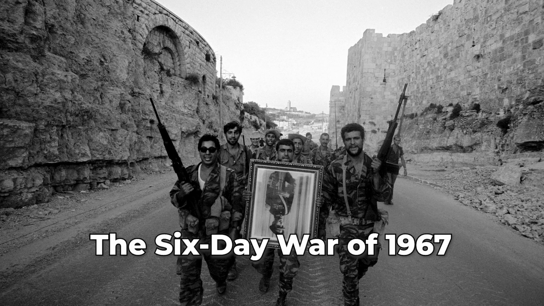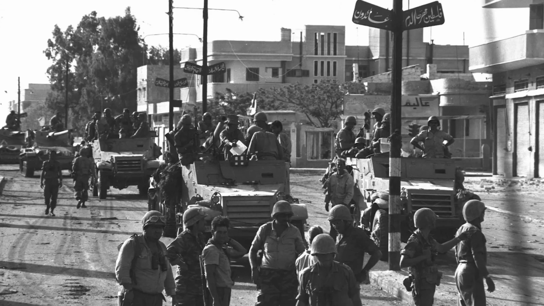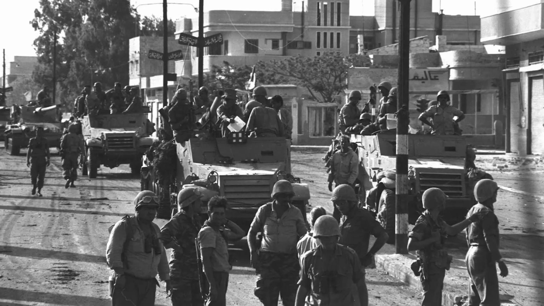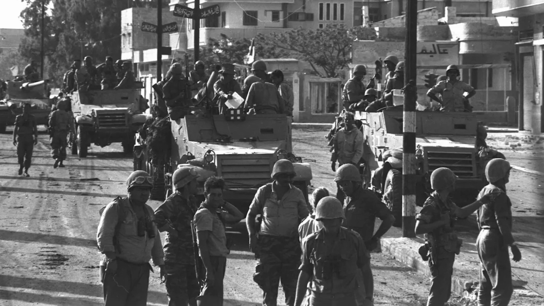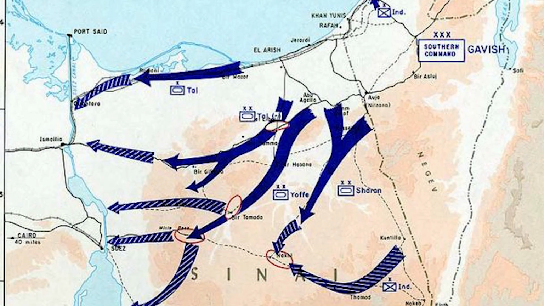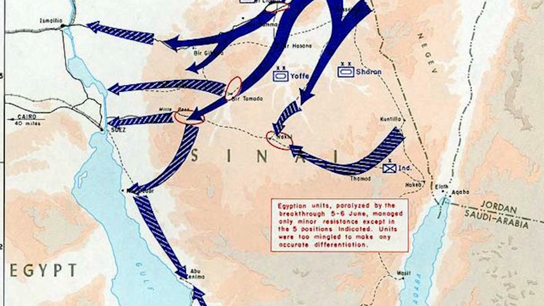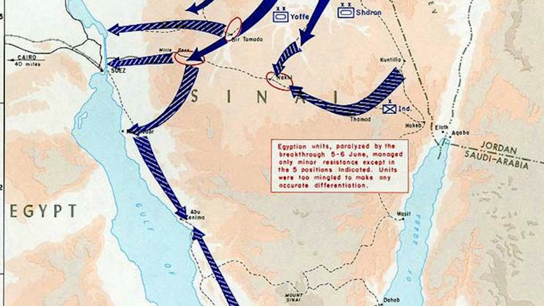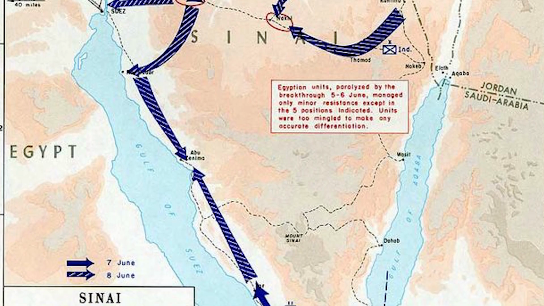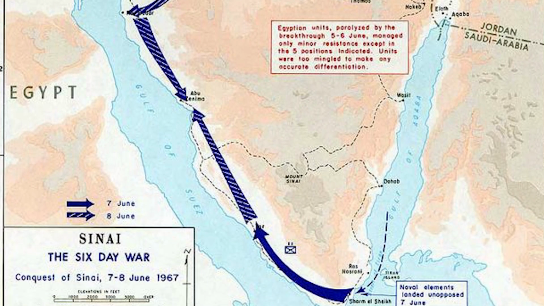The Six-Day War of 1967. In 1967, the Six-Day War dramatically changed the map of the Middle East. Israel captured the Golan Heights, West Bank, East Jerusalem, Gaza Strip, and Sinai Peninsula. Although Sinai was returned to Egypt later, the other territories remained a source of conflict.